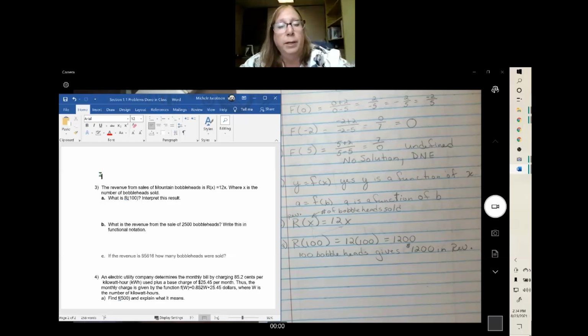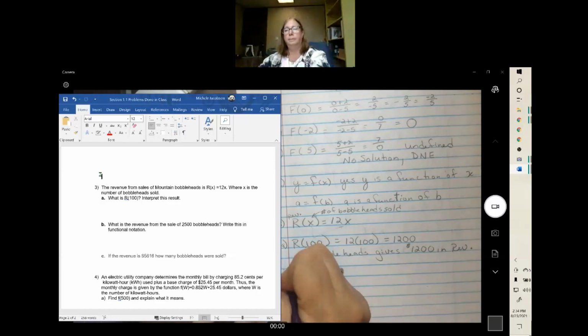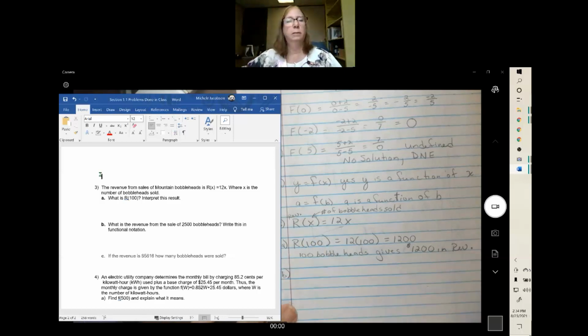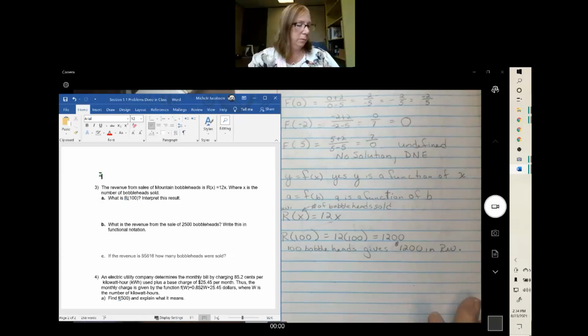Part B. What is the revenue from the sale of 2,500 bobbleheads? And write it in functional notation. So go ahead and do that one.